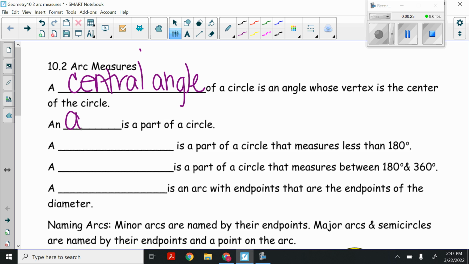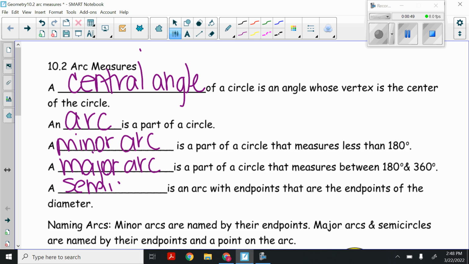An arc is a part of a circle. A minor arc is a part of a circle that measures less than 180 degrees. A major arc is a part of a circle that measures between 180 degrees and 360 degrees. And then a semicircle is an arc with endpoints that are endpoints of the diameter.